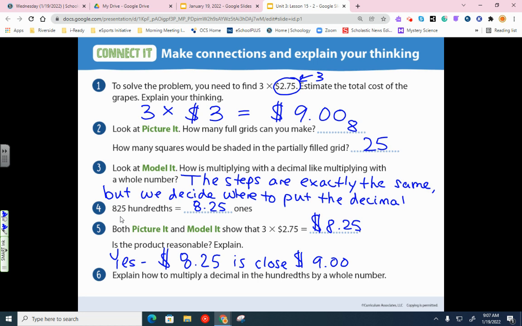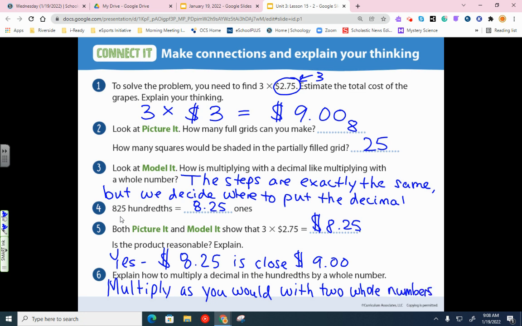So that's close to our estimate. And explain how to multiply a decimal in the hundredths by a whole number. You multiply as you would with 2 whole numbers. There you go.